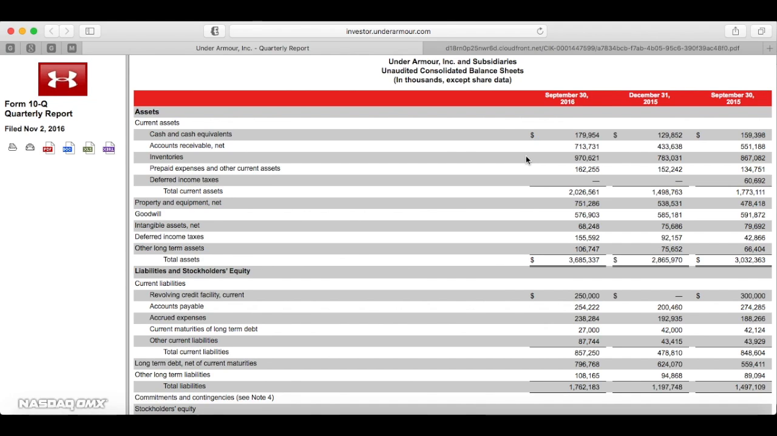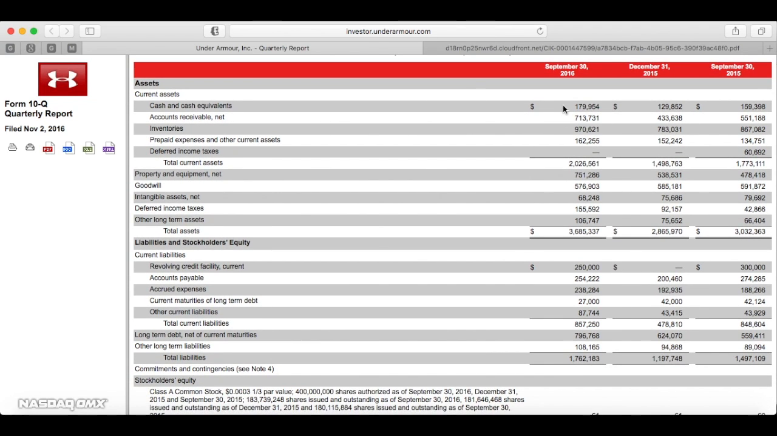And so Under Armour's likely building up inventory here on this line, and they're hoping to turn this into cash and sales, obviously, during the next couple months and into the beginning of the year.